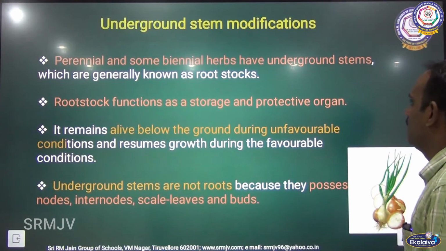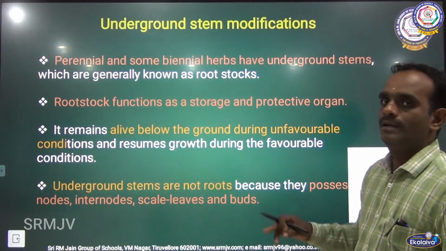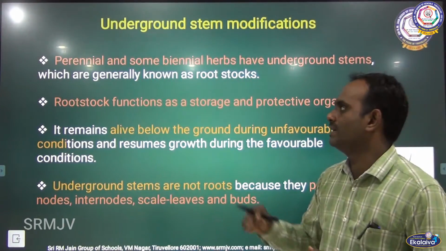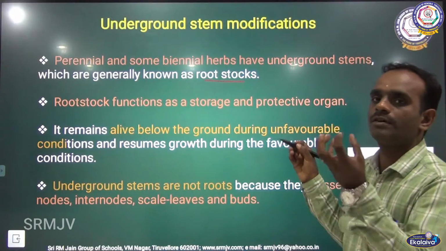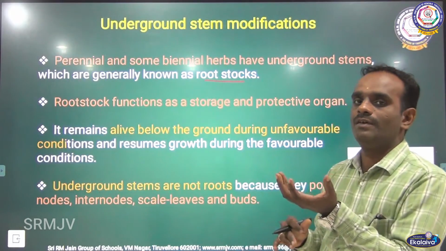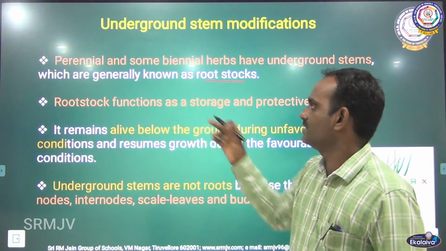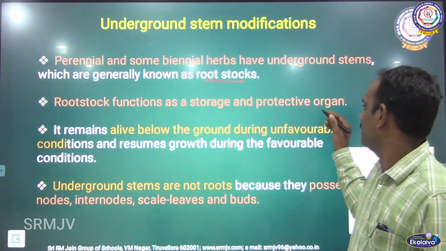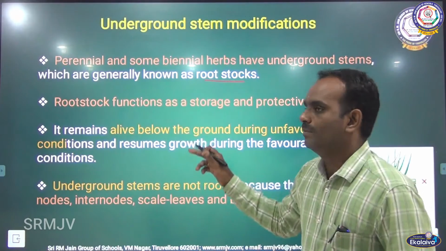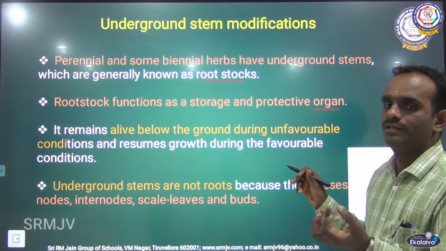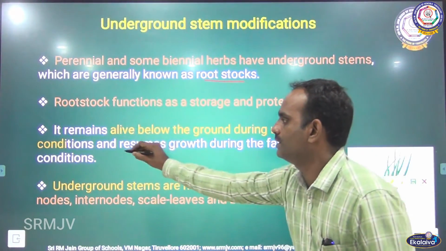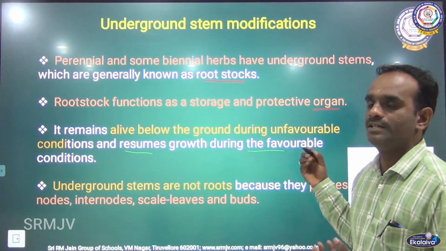Next we move on to underground stem modification. Perennial and some biennial herbs have underground stems which are generally known as root stalks. Underground means the stem grows inside the ground. Root stalk functions as a storage and protective organ. It remains alive below the ground during unfavorable conditions, and it resumes growth during the favorable conditions.